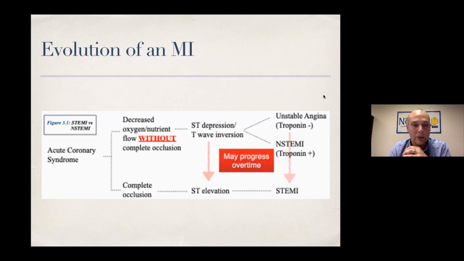Because it's a partial occlusion, over time these things can progress into a full occlusion, or if the heart is just not healthy, that area can become increasingly starved for nutrients and progress into a STEMI, the traditional ST elevation myocardial infarction. So it can be ST depression, or you don't see anything at all. You start to see ST depression as time goes along, and ST elevation over time. So just know that a non-STEMI can turn into a STEMI over time.